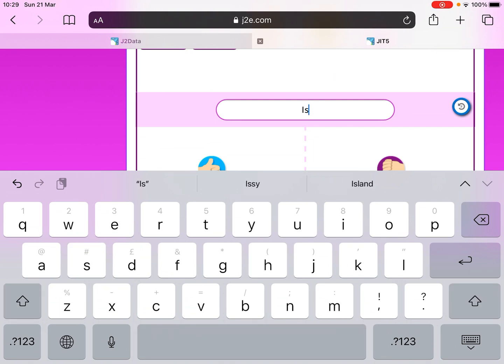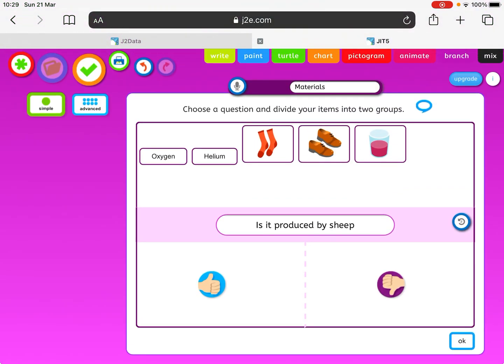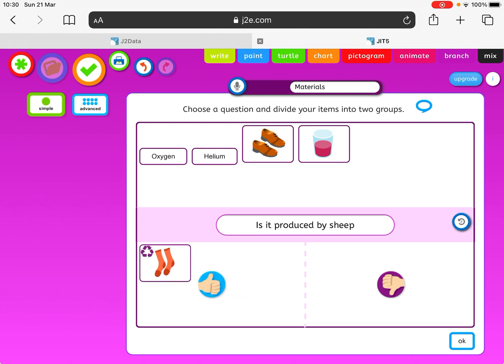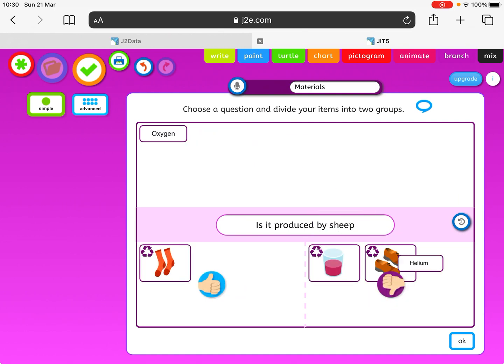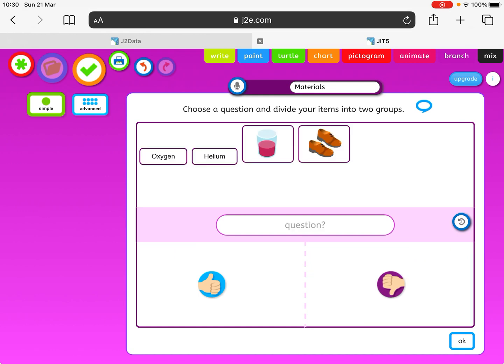So we could say, is it produced by sheep? So yes for the wool, no for the leather, no. Now I've just noticed that if those were leather shoes, you could say that's a product from cows or from animals where you get leather from. So you've got to be very careful in your questions. Now can you see there's only 4 left now?